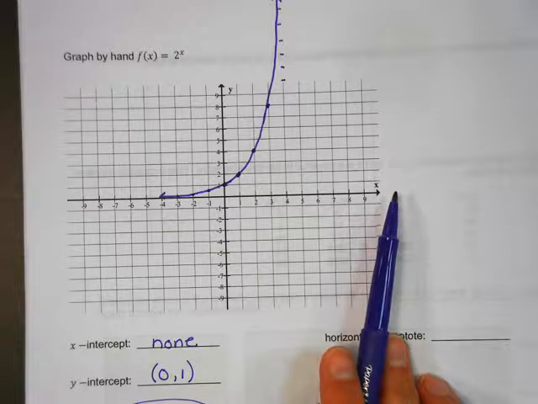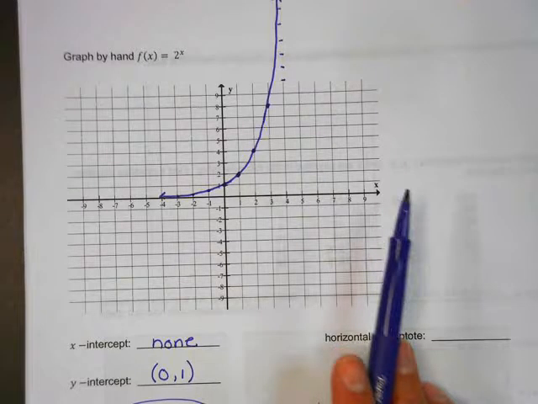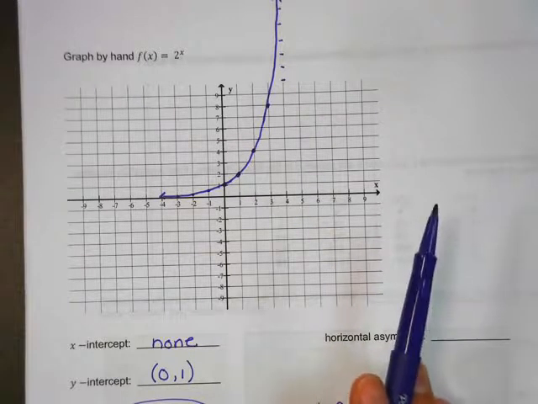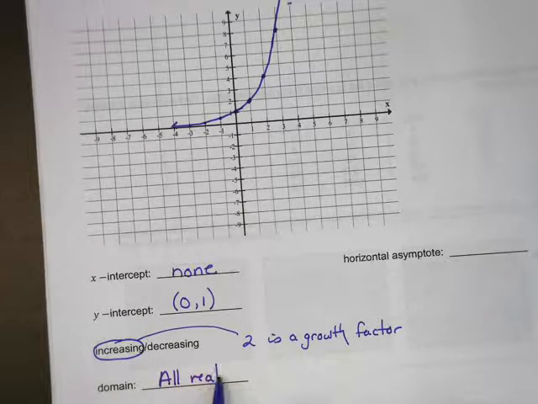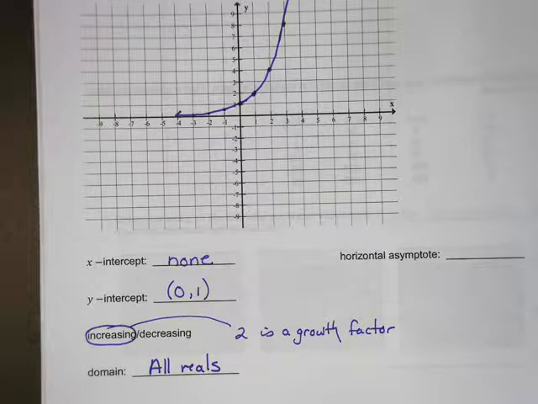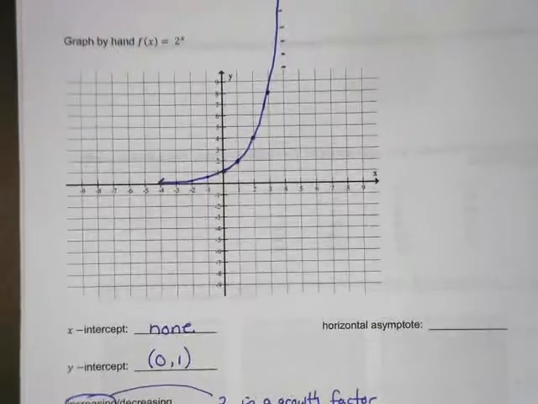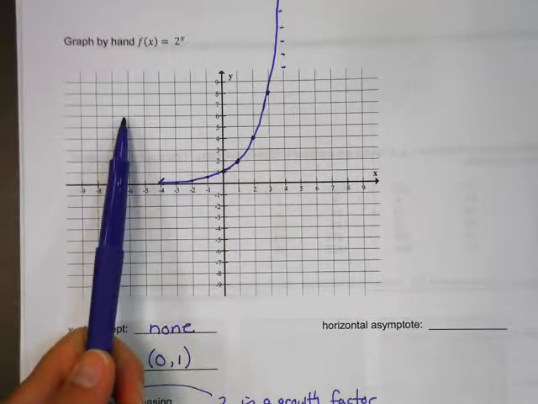What can you tell me about the domain from left to right? Is there a number that I cannot raise to a power of 2? I can do positives, I can take 2 to the negatives, and I can take 2 to the 0. So the domain is all reals. What kind of numbers am I getting out? What quadrants is that graph stuck in? It's stuck in quadrants 1 and 2, right?